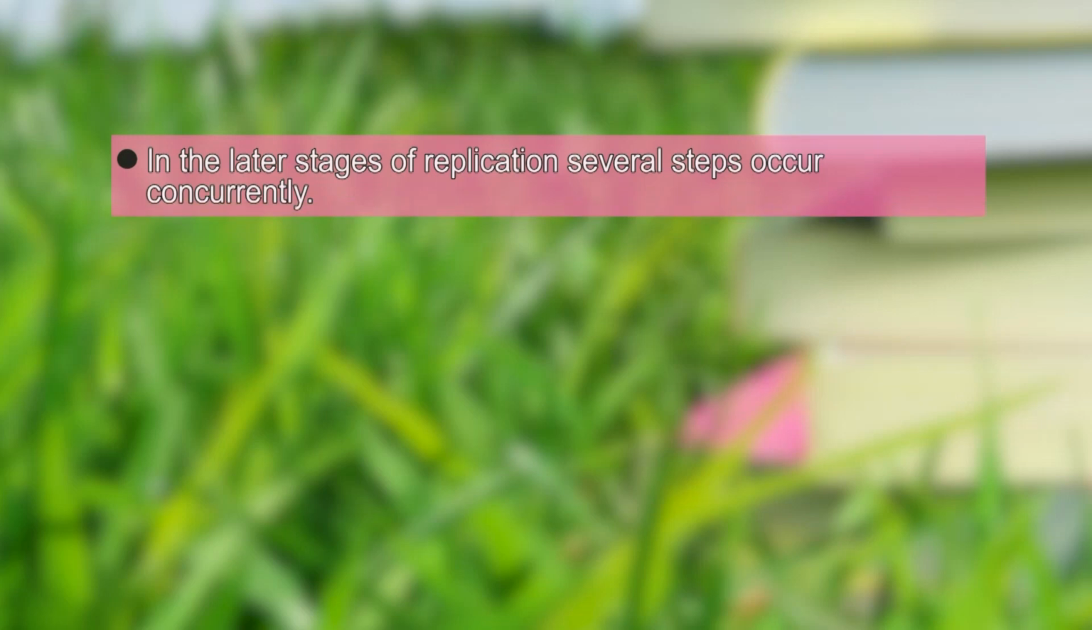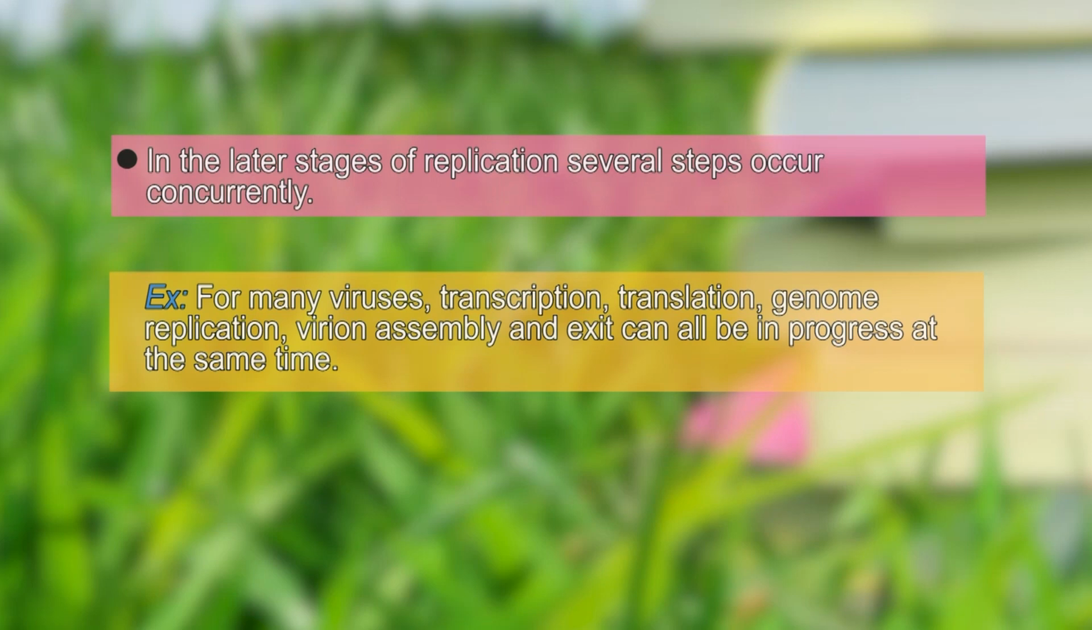Now we must understand that all these 7 steps provide a useful template. However, this is a generalized template. Not all viruses follow all the 7 steps, and these steps do not always occur sequentially, and some viruses follow additional steps. In the later stages of replication, several stages can occur concurrently, like transcription, translation, replication of the viral genome, virion assembly, and virion egress. All can progress at the same time.